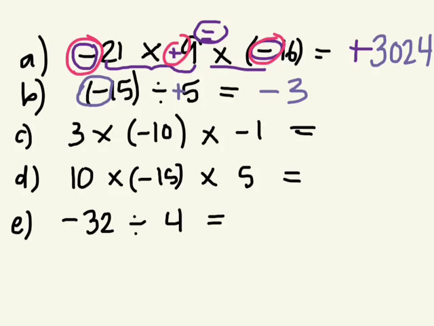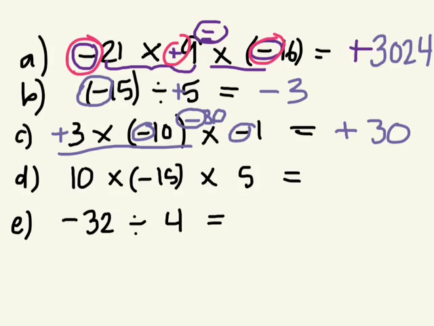Okay, and again, a positive times a negative will give us what? A negative. So what's 3 times 10? 30. So negative 30. And negative times a negative will be positive. And then 30 times 1 is 30. Good. Okay, for D, positive times a negative. It's a negative. Good. And what's 15 times 10?